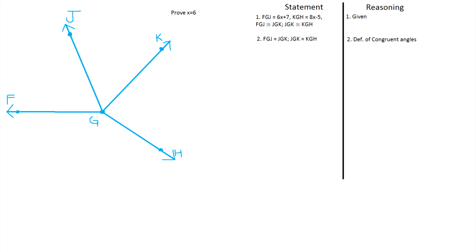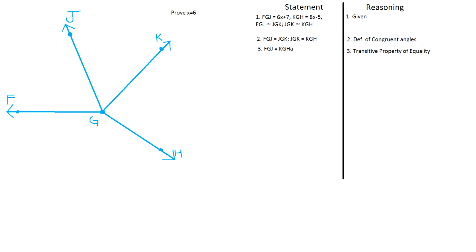Next, we will say that the measure of angle FGJ is equal to the measure of angle KGH. This is because of the transitive property of equality. It states that if angle 1 is equal to angle 2, and angle 2 is equal to angle 3, then angle 1 is equal to angle 3, as they are equal to the same thing.